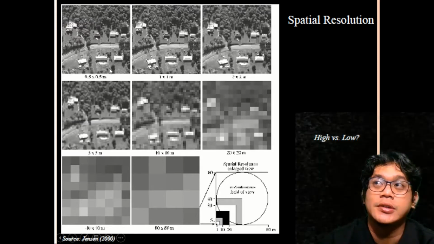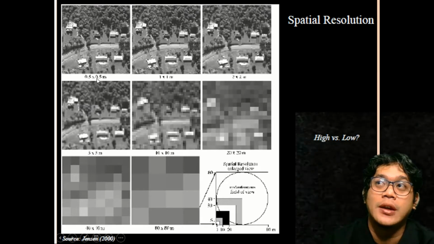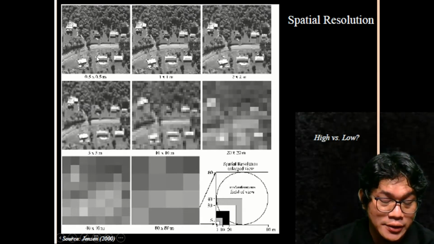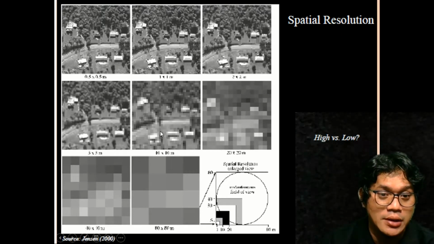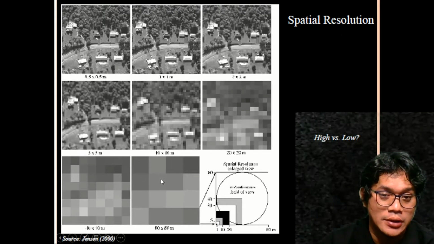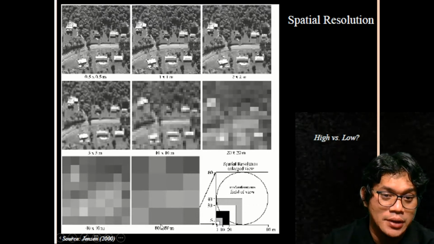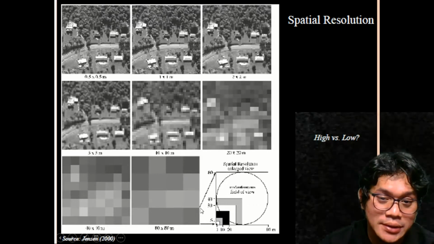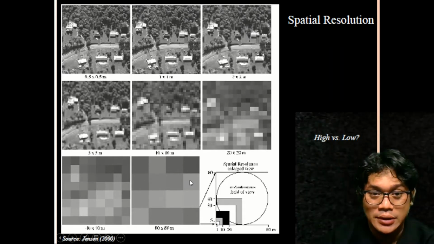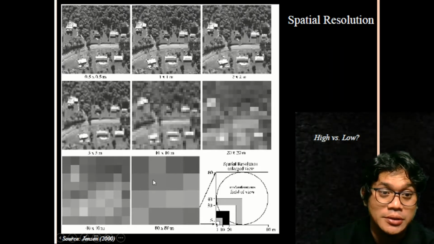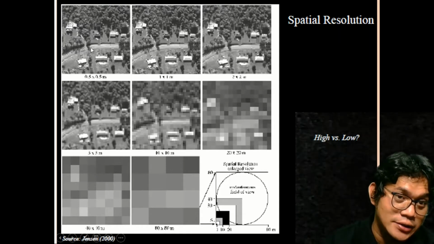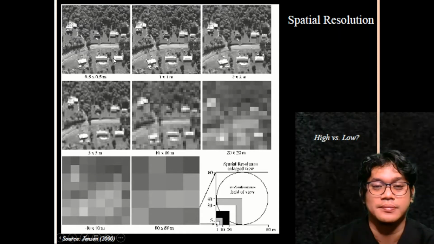Now you can see here, this is 0.5 by 0.5. It is very sharp. You can see the shape. For the lower resolution, 80 meter by 80 meter, you can only see those pixels. However, the image will cover bigger areas as opposed to these good images.